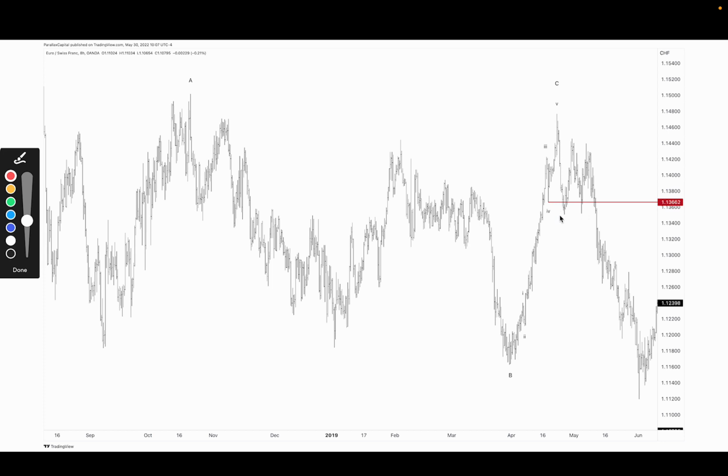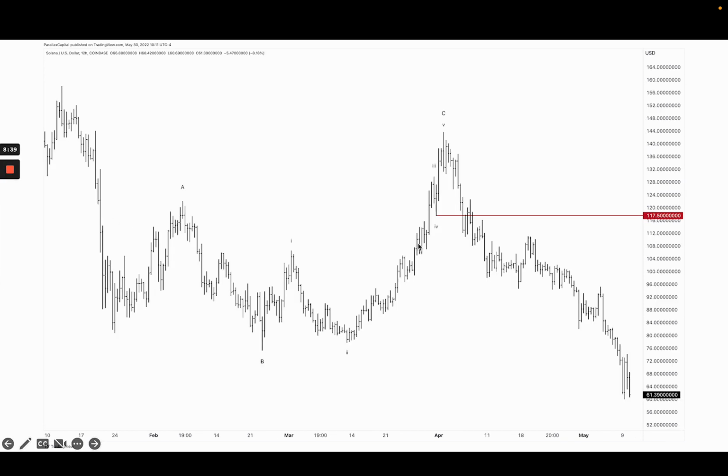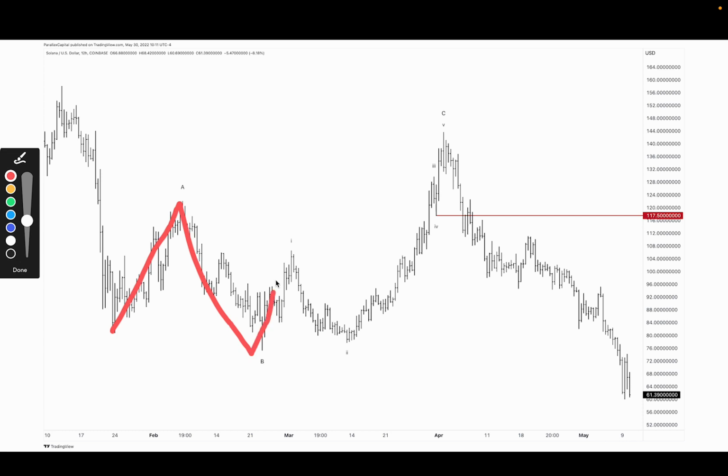For those of you with a sharp eye, you'll notice that we broke that level, and then we put in another flat correction before breaking much lower. And then moving on here, we have Solana, again a cryptocurrency. Here we have the flat A, B, and then for wave C, we have 1, 2, 3, 4, 5. So again, I get a very specific price level, in this case 117.5. At a break of that level, I know I've got a trade.